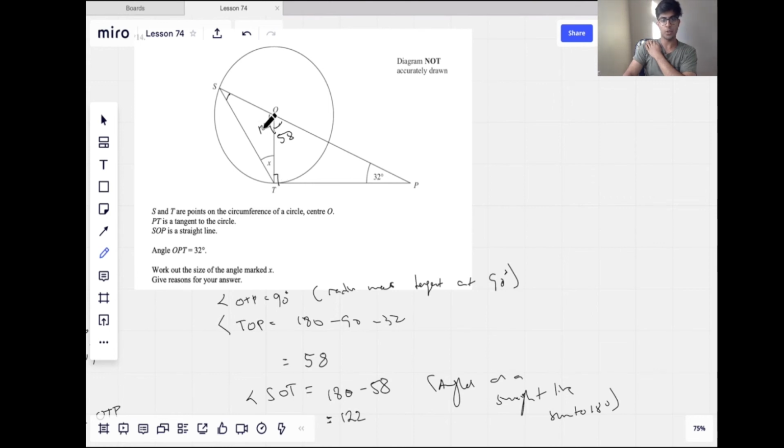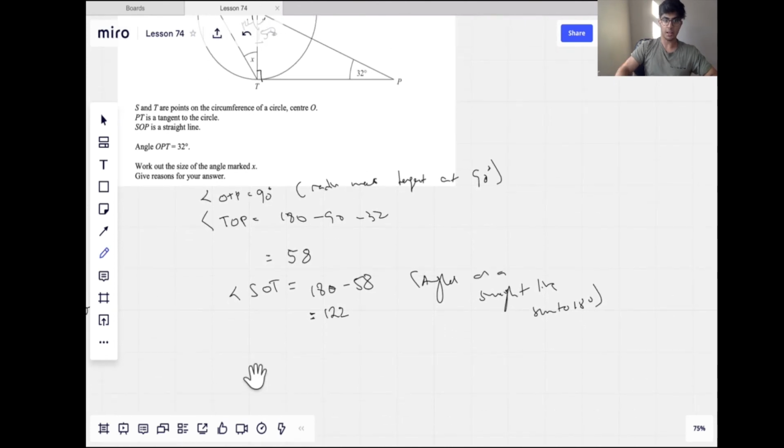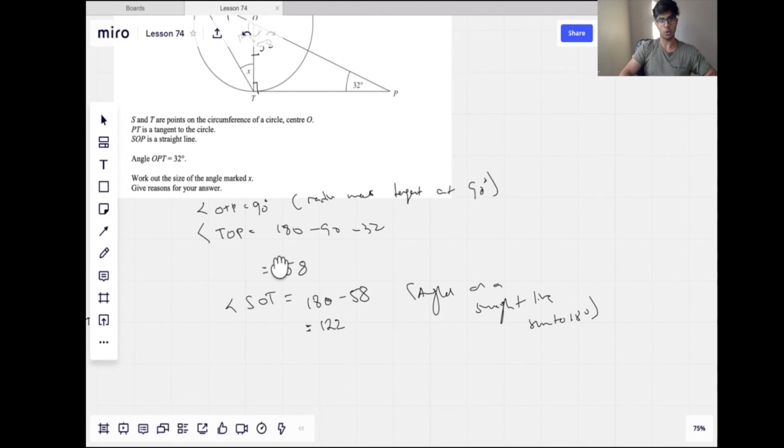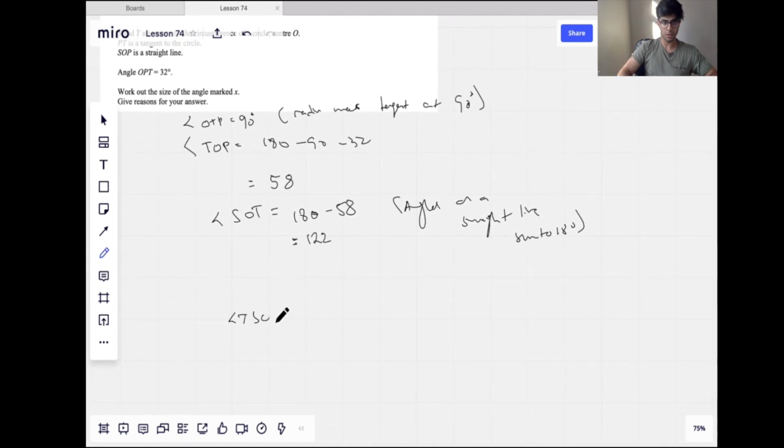So knowing that this is 122, is there any piece of information I haven't used so far in the question that might help me? Not within this information here, but I know that this is a center, right? And whenever you see the center, think radius, because radii are of equal length, which makes an isosceles triangle. So angle TSO is x. Angle TSO is equal to x.